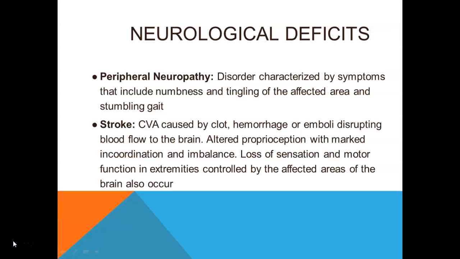Stroke can also cause neurological deficits, which could affect tactile as well as visual, as well as hearing, as well as a lot of different aspects. But a stroke is usually caused by a clot or a hemorrhage or an emboli, disrupting the blood flow to the brain, causing permanent damage in the area that had the lack of blood flow, which can result in altered proprioception, which means understanding where things are located in the body, because a lot of times they have hemiparesis or they can't use one half of their body.